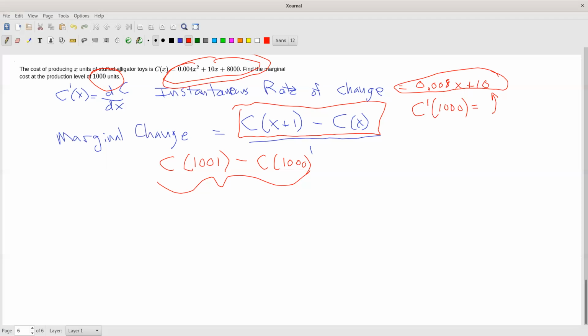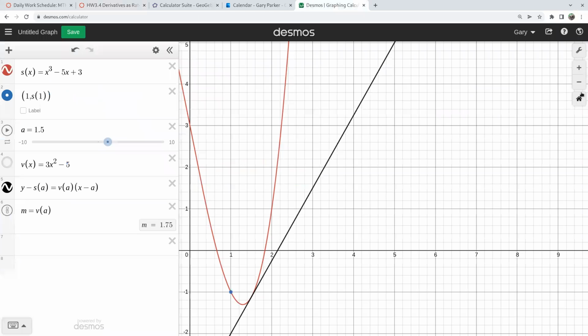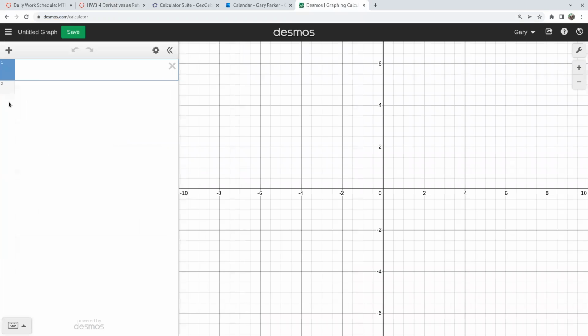Let's look at this on a graph on the calculator. Desmos is our friend here. Let's reset. There's the reset button. Let's just do that. All right. So my cost function C of x is equal to 0.004x raised to the second power plus 10x plus 8,000.